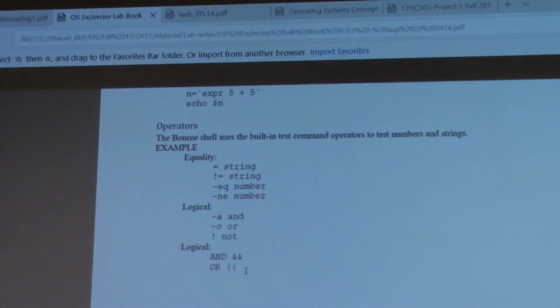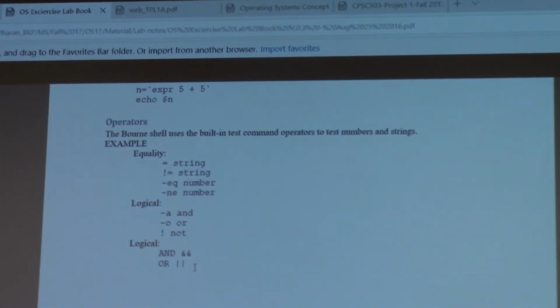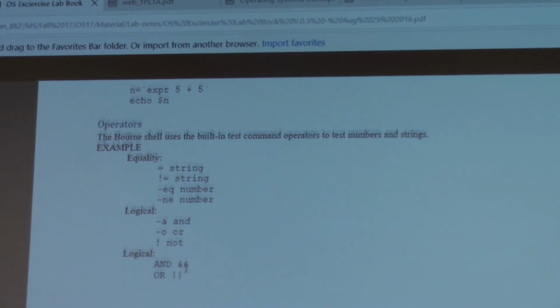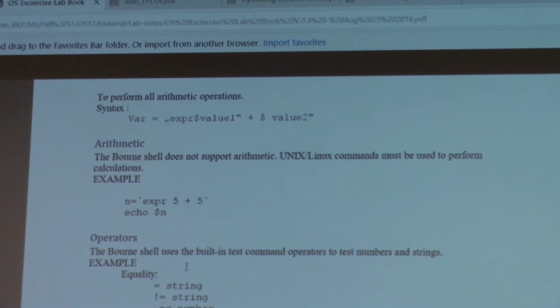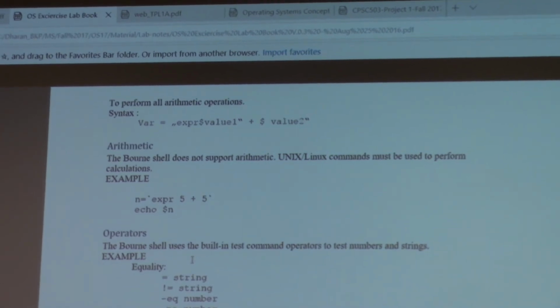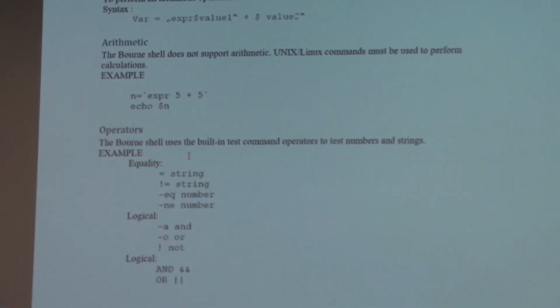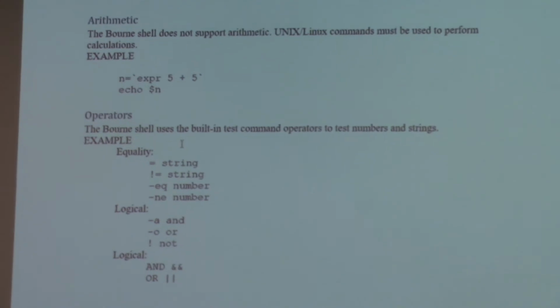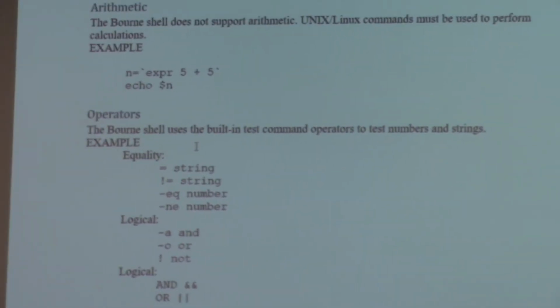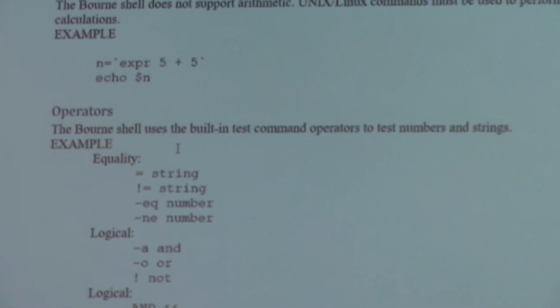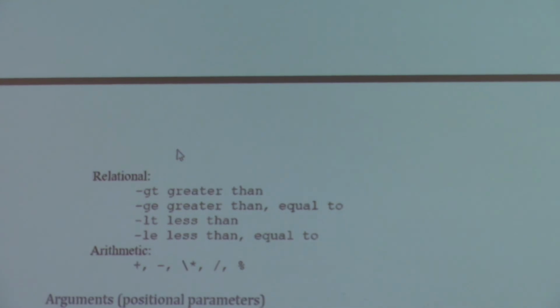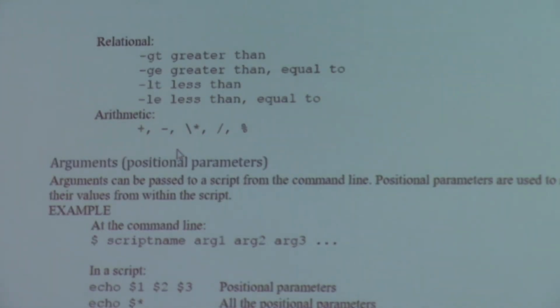And regarding the operators, for equality, if you want to check strings, you can use equal and not equal to. If it is a number, you can use hyphen eq and the like. The logical ones are and, or, not. It's pretty much basic.